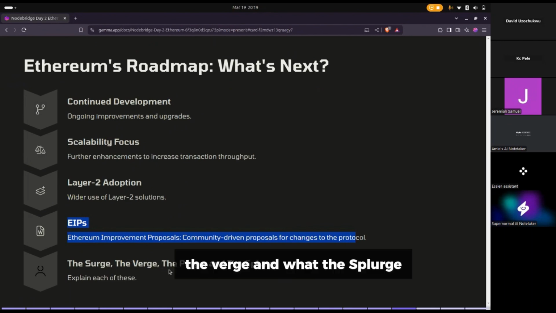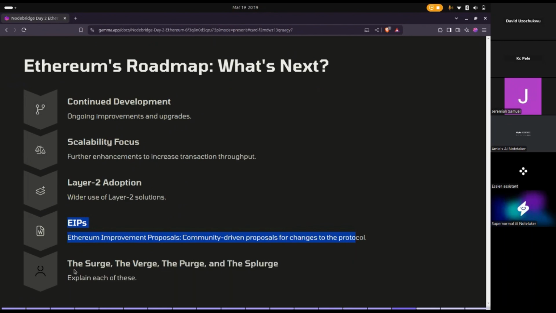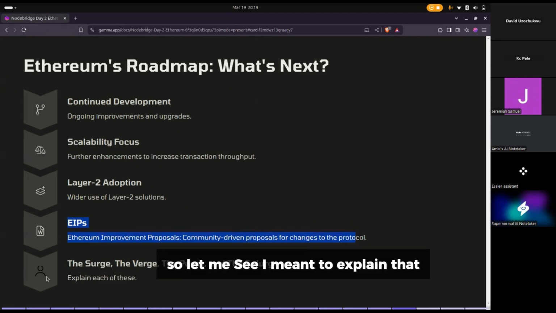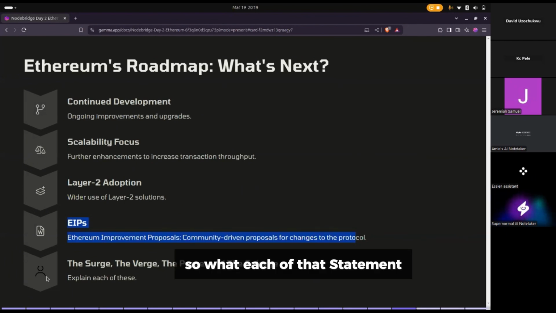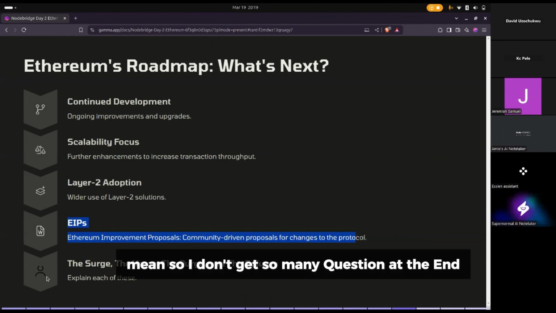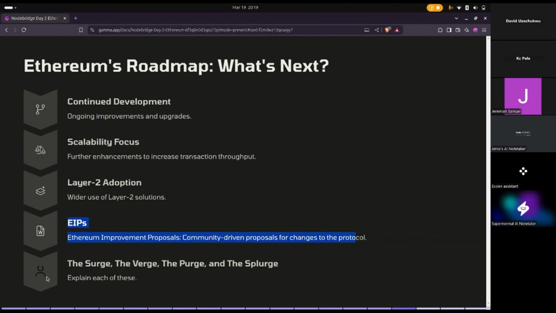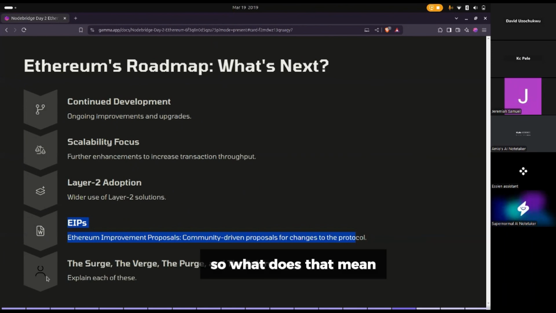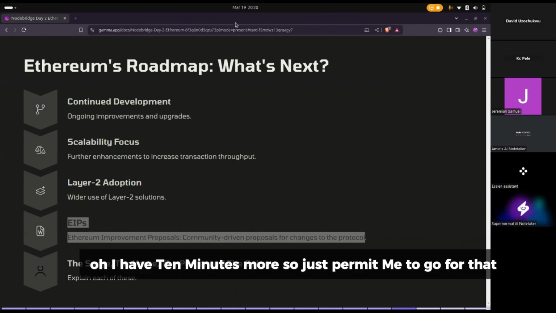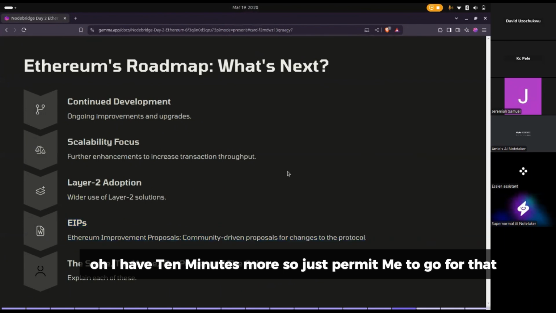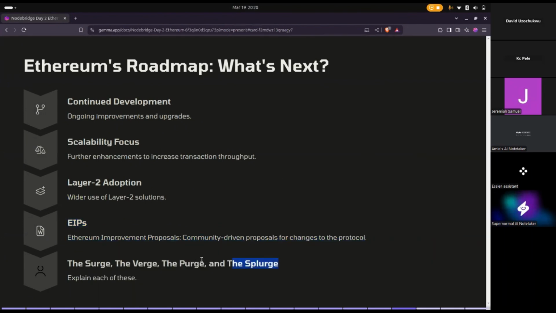So the Surge, the Verge, and the Plunge. Let me see. I meant to explain what each of those statements means, so I don't get so many questions at the end. I think I have 10 minutes more. So just permit me to go further, and then we'll get to explain this.